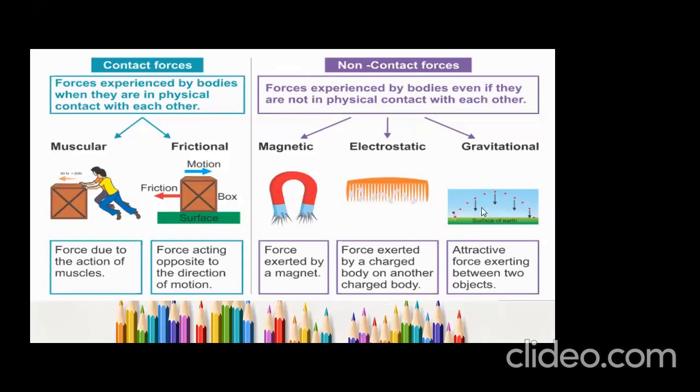Okay, gravitational force is a force of attraction between two masses or two objects. Like here in the picture you can see the surface of the earth. A boy is standing on the surface of the earth and he is throwing the ball upward in the air. What happens? The ball comes downwards due to the gravitational force of the earth. Any object when we throw it in the air comes downward due to the gravitational force of the earth.